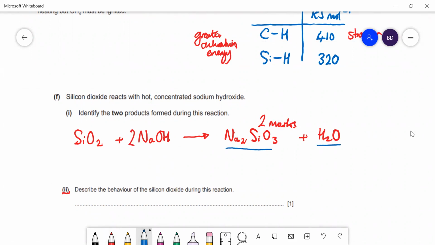This may seem quite unfamiliar, but silicon is in group 4 of the periodic table, as is carbon, and sodium carbonate is quite a familiar chemical to us. The sodium silicate is kind of analogous to that. The behavior of the silicon dioxide during this reaction, it's acting as an acid. Silicon dioxide is an acidic oxide.